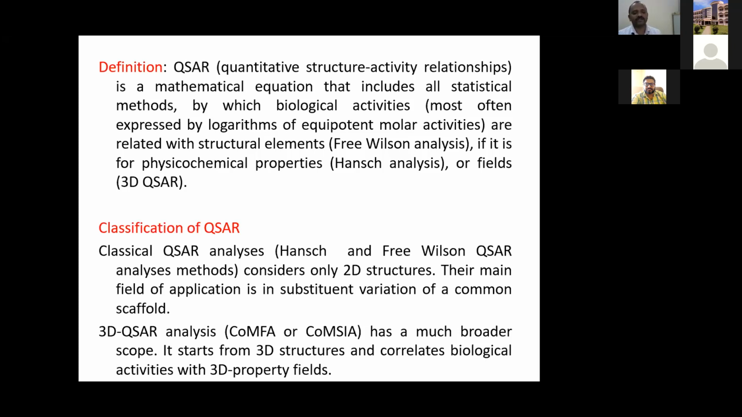If it is with physicochemical parameters, then we call it Hansch analysis. If it is with structural elements, such as substituents at so-and-so position, then it is called Free-Wilson analysis. So the classification of QSAR is based on two-dimensional QSAR and three-dimensional QSAR. Two-dimensional QSAR is the Hansch and Free-Wilson analysis methods, and 3D QSAR is the CoMFA and CoMSIA techniques. Today, with the time I have, I am going to focus on CoMFA and CoMSIA.